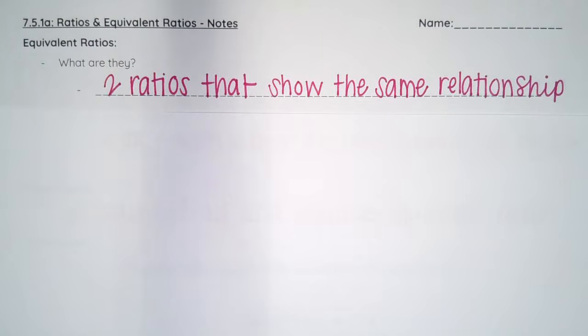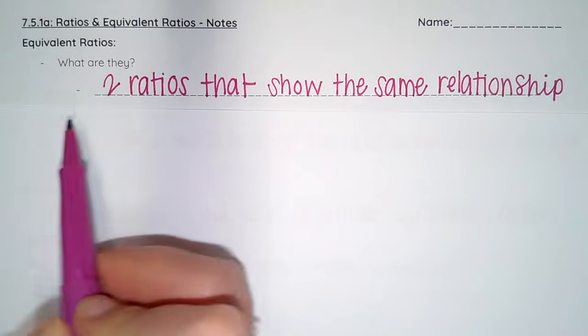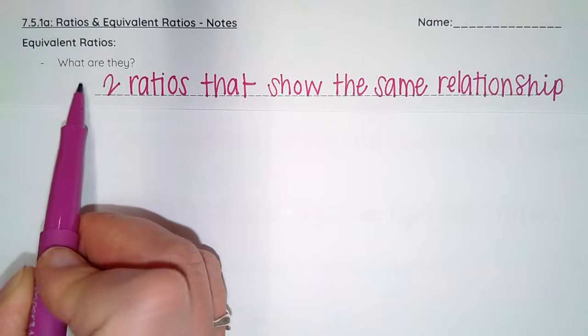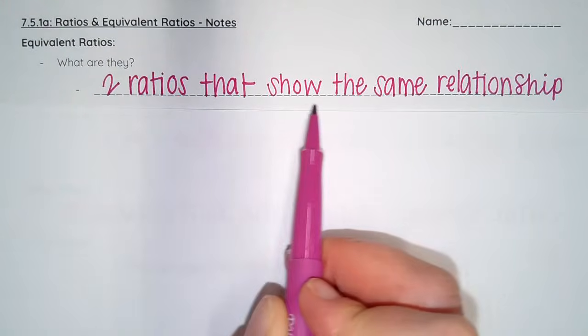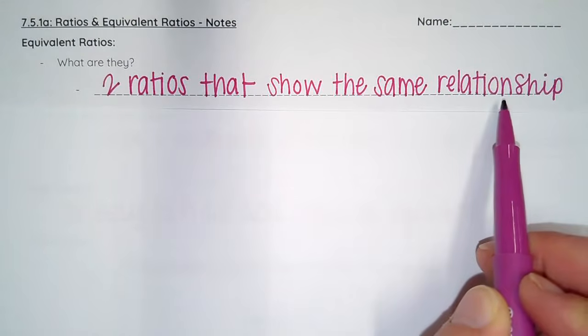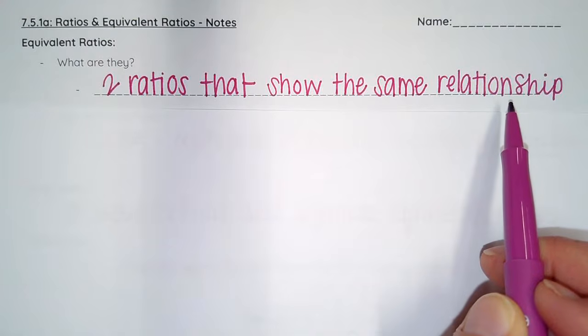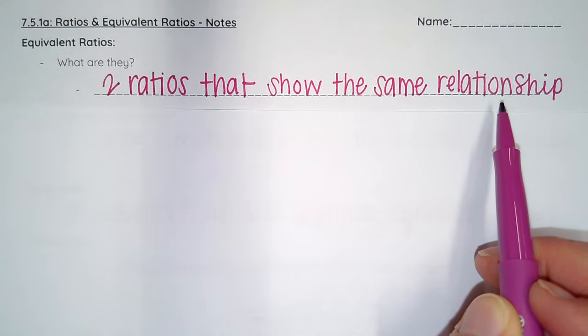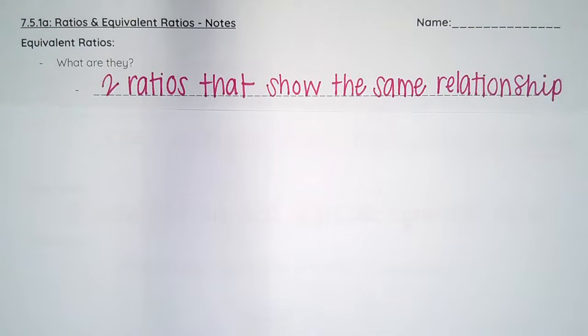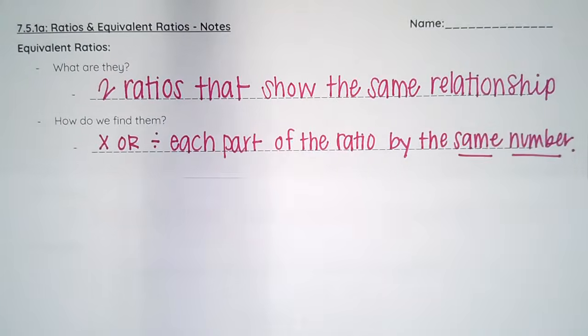Today we are going to talk about equivalent ratios. What are equivalent ratios? Well, they're two or more ratios that show the same relationship. So we will look at examples of that today, but they have to have the same relationship. How do we find them?